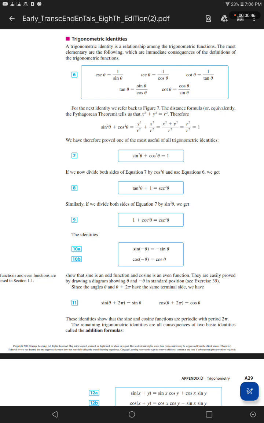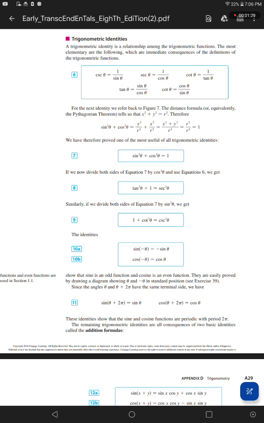For the next identity, we refer back to figure 7. The distance formula, or equivalently the Pythagorean theorem, tells us that x squared plus y squared equals r squared. Therefore, sine squared theta plus cosine squared theta equals y squared over r squared plus x squared over r squared equals x squared plus y squared over r squared equals r squared over r squared equals 1.